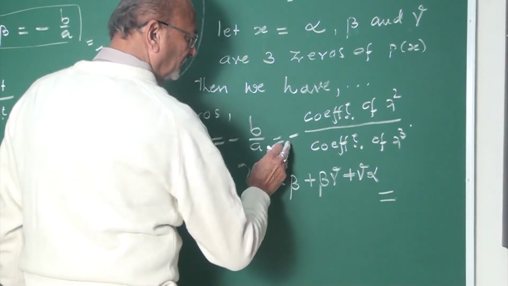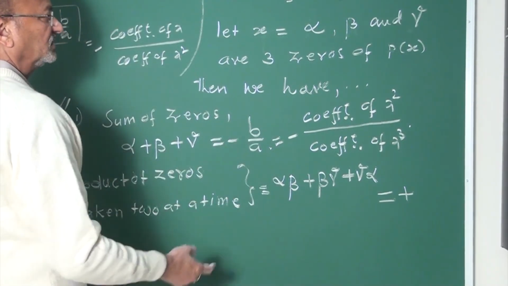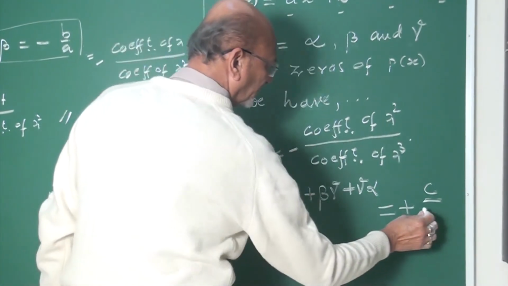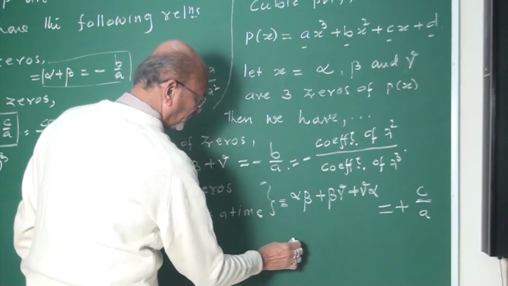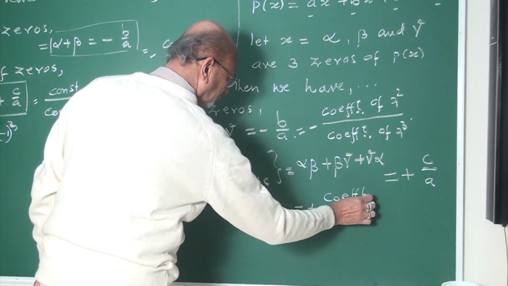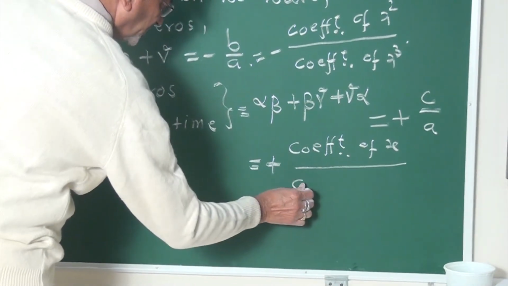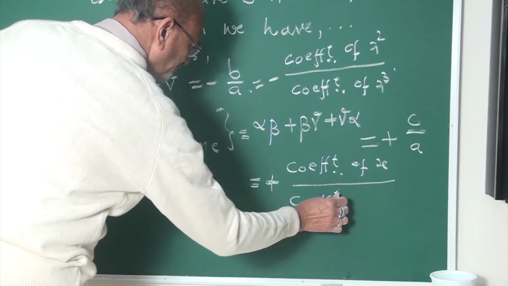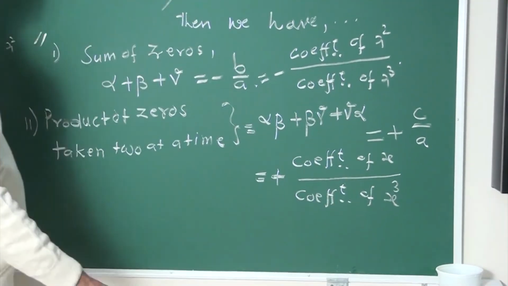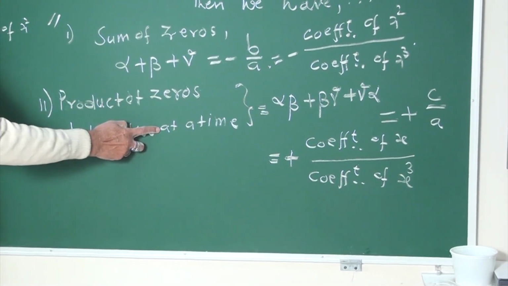After minus it comes plus. The next coefficient is C upon the first coefficient A. What is this? It is plus C, the coefficient of x, divided by A, the coefficient of x cube. What is this, my friend? It is the product of zeros taken two at a time.